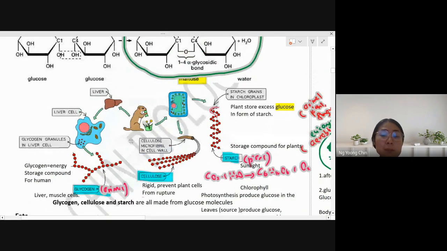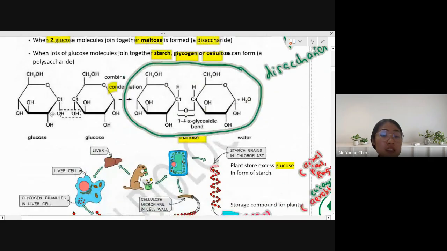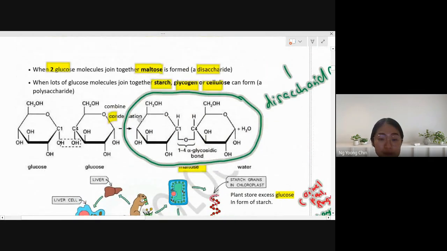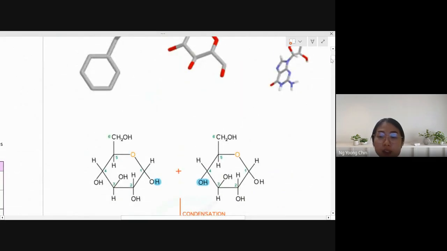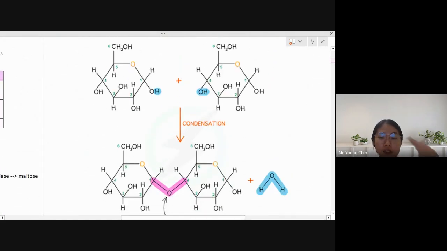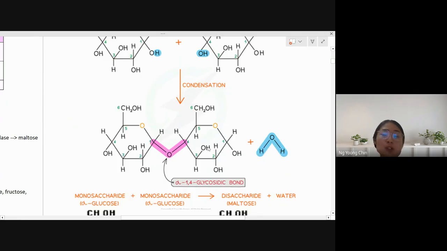So all of them are made from glucose molecules, which is this glucose molecule. This is for you to have a look at: how separate glucose molecules are able to combine together to form one unit of disaccharide. This process we call condensation. Condensation means combine, and it comes with the production of a water molecule.